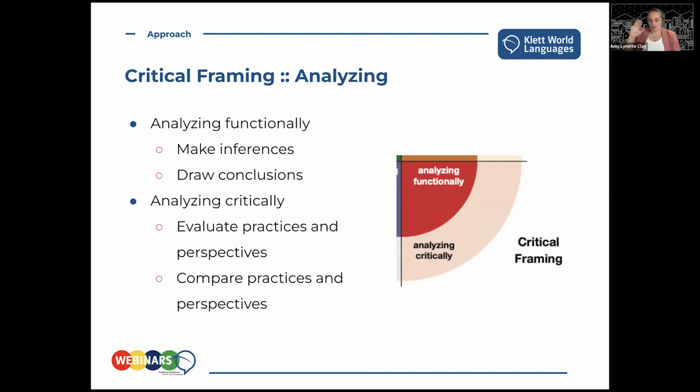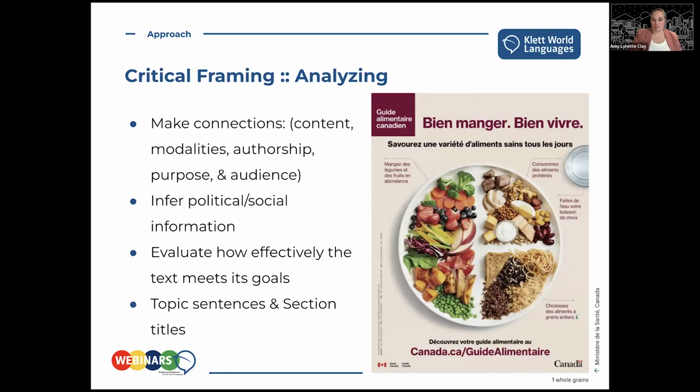All right. Third piece of the pie, critical framing or analyzing. And we do analyzing functionally, meaning making inferences, drawing conclusions with the text, and analyzing critically. And here is where we're evaluating and comparing. So we might evaluate practices and perspectives. We might evaluate conventions, like does this text follow the conventions and is that helping it to achieve its goal or not? We might compare practices and perspectives, like does this text, I'll give you an example here.